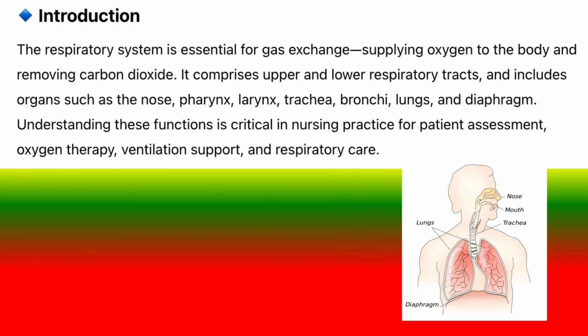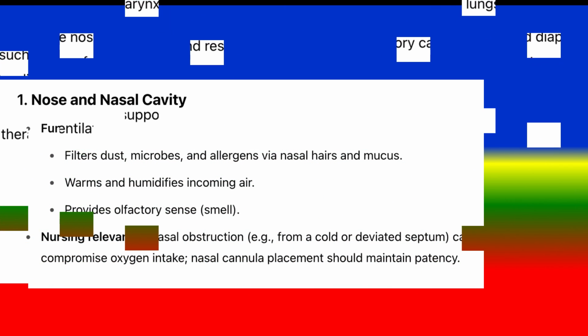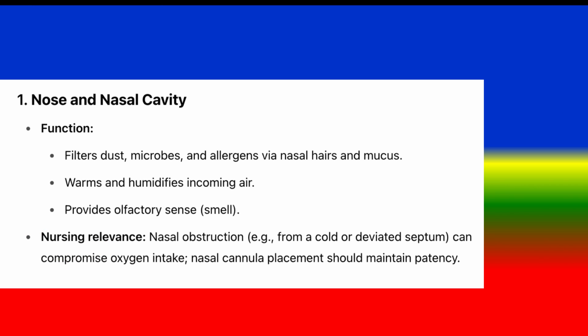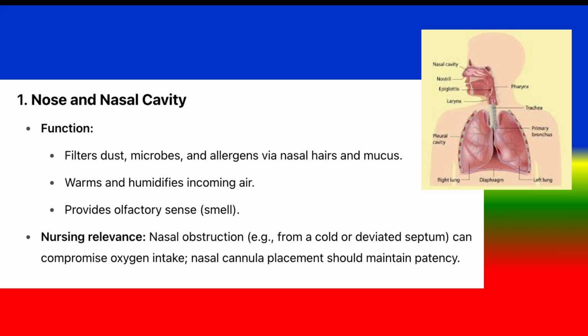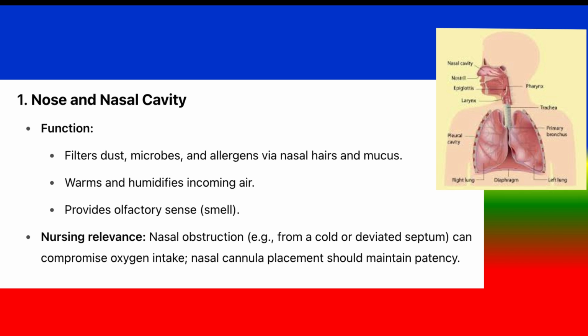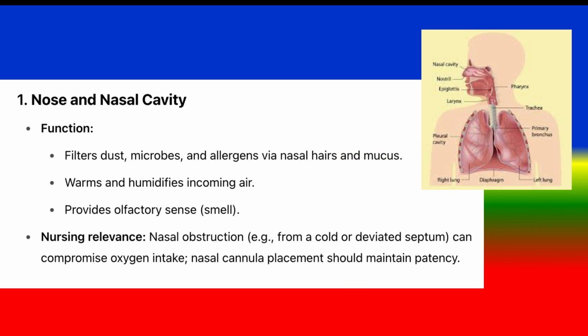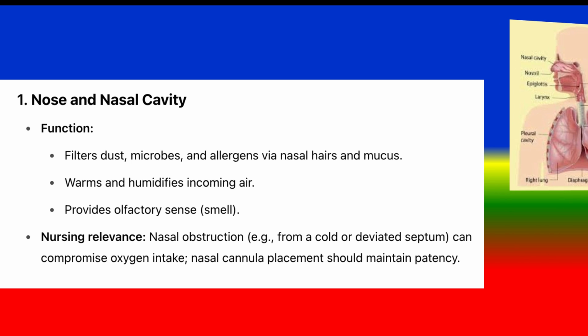Functions of major respiratory organs. 1. Nose and nasal cavity. Function: filters dust, microbes, and allergens via nasal hairs and mucus. Warms and humidifies incoming air. Provides olfactory sense, smell. Nursing relevance: nasal obstruction, e.g. from a cold or deviated septum, can compromise oxygen intake. Nasal cannula placement should maintain patency.